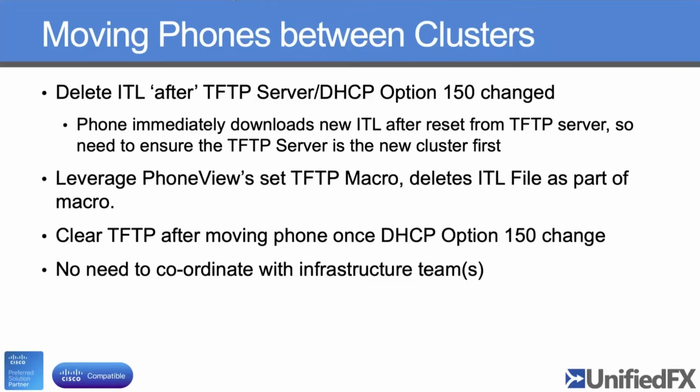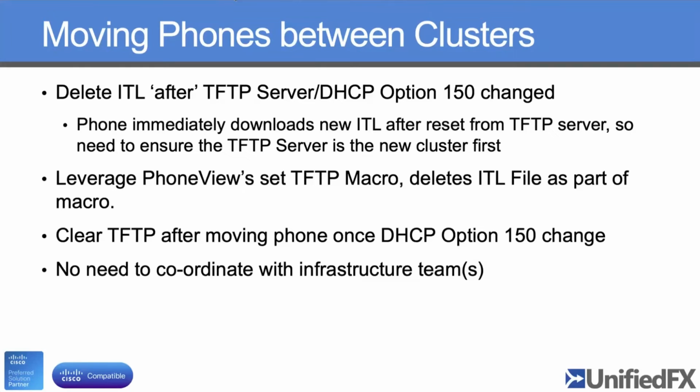So what you have to do is make sure you delete the ITL file after the phone has picked up the DHCP option 150. That's not just updating the scope on DHCP. You have to update the scope, reboot the phone, let it go back to where it originally was, and then when you delete the ITL file, it will adopt and trust that option 150 setting. Whenever you delete an ITL file, it just goes and gets another one. So if you delete the ITL file ahead of time, before updating the option 150, it will just go back to the original Call Manager and get the old Call Manager's certificate.